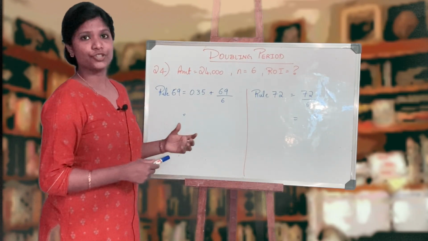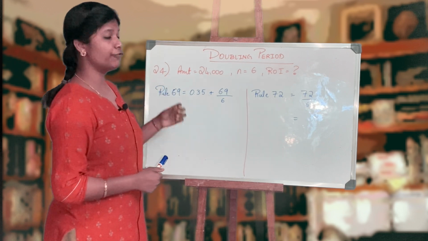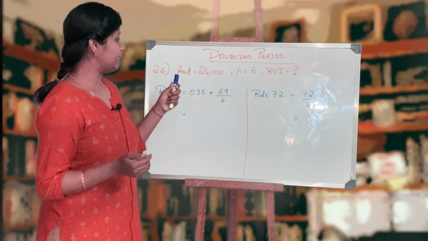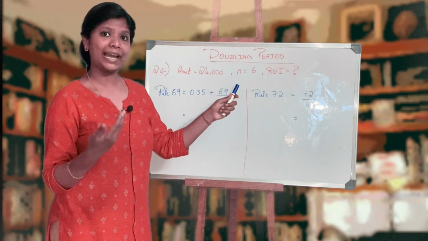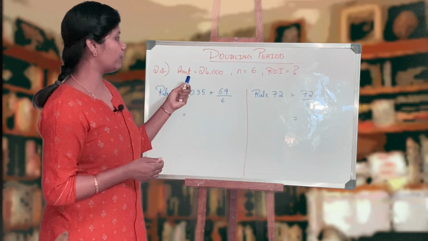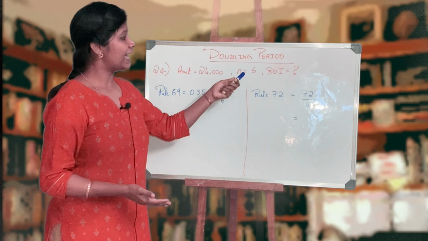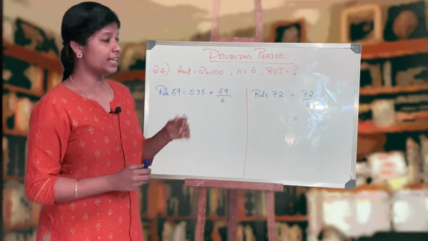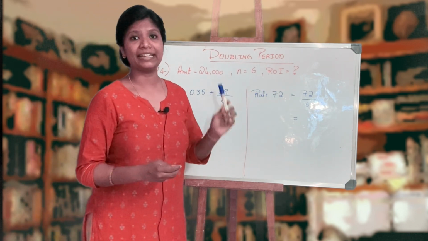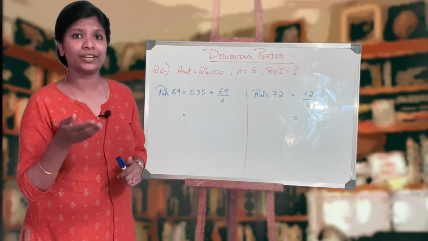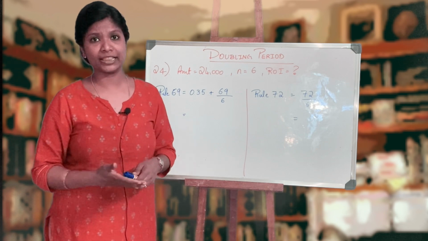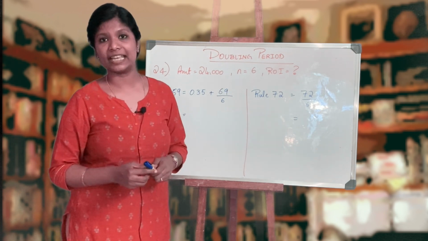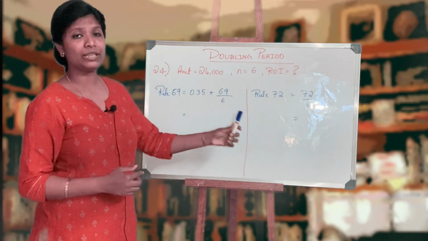So this is the last question under doubling period, question number 24. Now here they have given the amount of rupees 24,000 and they have given the time period in which it will double itself. 24,000 will become 48,000 in 6 years down the line. The question is asking you what rate of interest. At what rate will 24,000 double itself as 48,000 during the 6 years? Let's solve under both the methods.